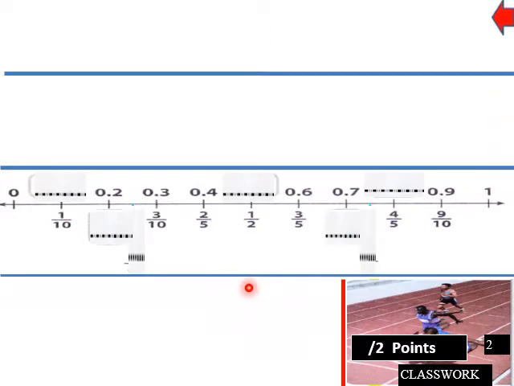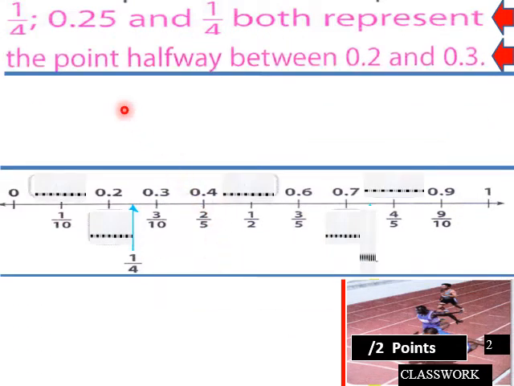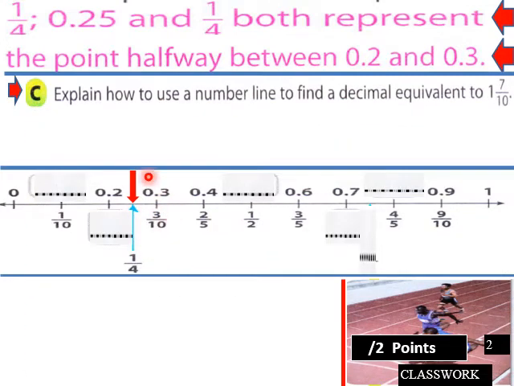Okay, we got another number line here. And 1/4. Okay, 0.25 and 1/4 both represent what? The point halfway between 0.2 and 0.3. Explain how to use the number line to find the decimal equivalent to 1 and 7/10.